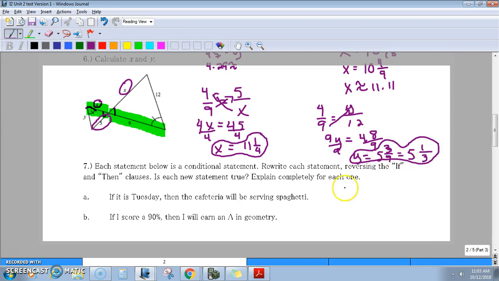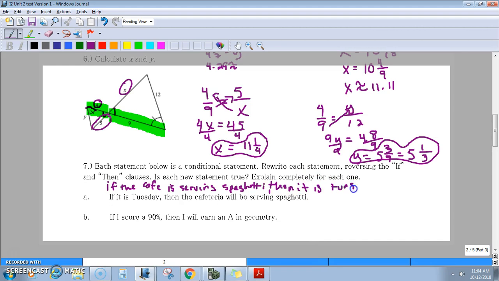There we go. All right, each statement below is a conditional statement. Rewrite each statement reversing the if and then clauses. Is each new statement true? Explain completely for each one. So A, if it is Tuesday, then the cafeteria will be serving spaghetti. So we change that to if the cafeteria is serving spaghetti, then it is Tuesday.